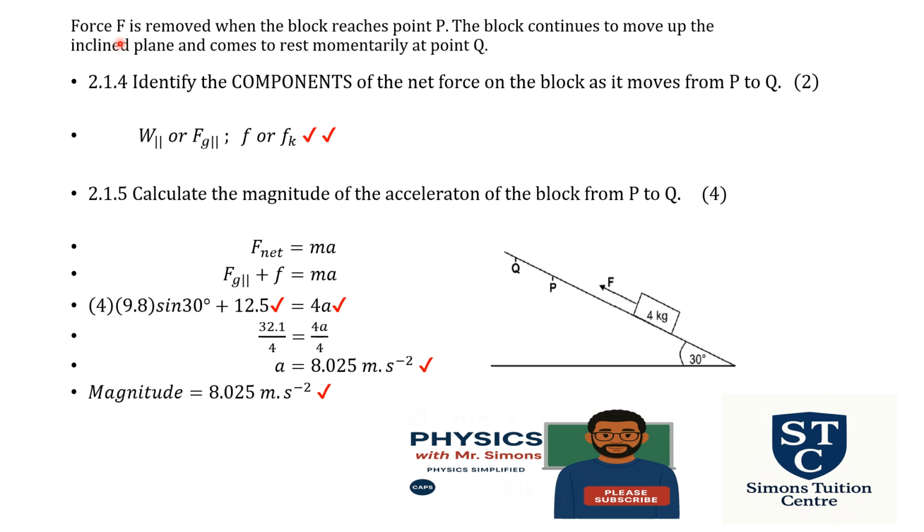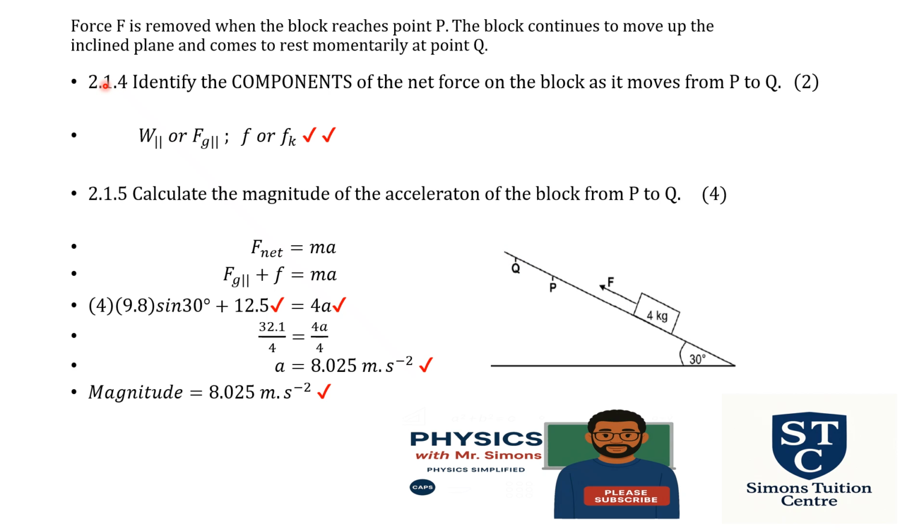Now, force F is removed when the block reaches point P. So thereby F, that force that we got now as 32,1 newtons, is removed at P, and the block continues to move up the inclined plane and comes to rest momentarily at Q. So that's some velocity at P. As it went all the way to Q, that velocity was counteracted by the friction going down and Fg parallel, so it got to a velocity of 0.